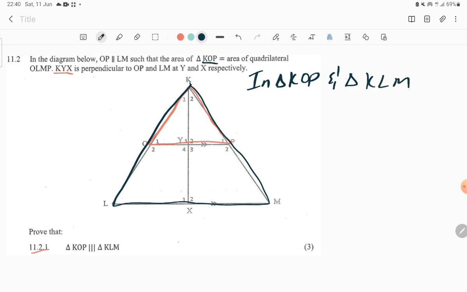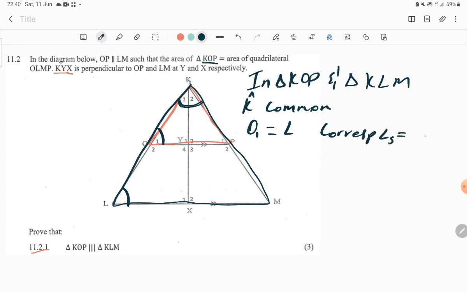You notice that angle K is common, because both of these triangles have the very same angle. Then coming to the next thing, we have angle O, which is equal to that one. Angle O1 is equal to angle L. You can say these are corresponding angles.